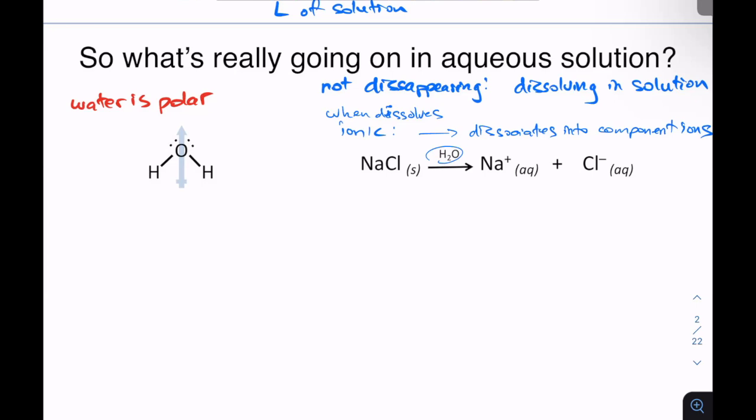Remember, we did this with the geometries. The geometry is bent. So we do have dipole moments on the two bonds, the hydrogen-oxygen bonds, but it's bent, so they're not canceling each other out. So overall, there is a permanent dipole moment on this entire molecule. There is a delta negative side of water and there's a delta positive side of water.